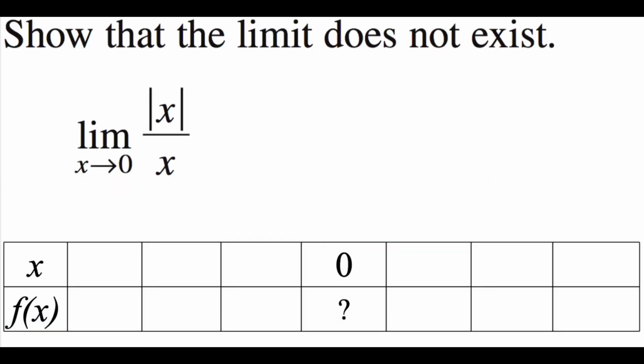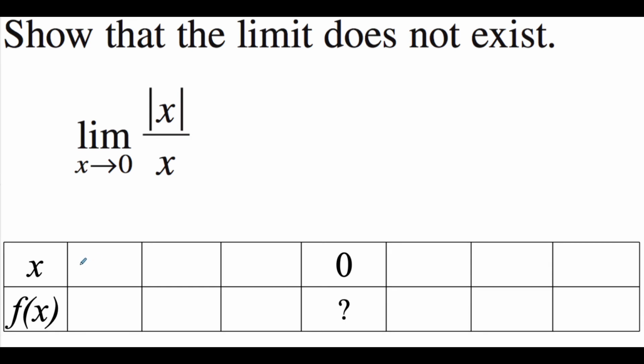So on this one, we're going to show that the limit does not exist. We're going to look at the limit as x approaches 0 of the absolute value of x divided by x. Now we can't actually plug 0 in because that would put 0 on the bottom of the fraction, and we're not allowed to divide by 0. So we're going to approach 0 from each side and look at what happens as we plug in values that get closer and closer to 0.